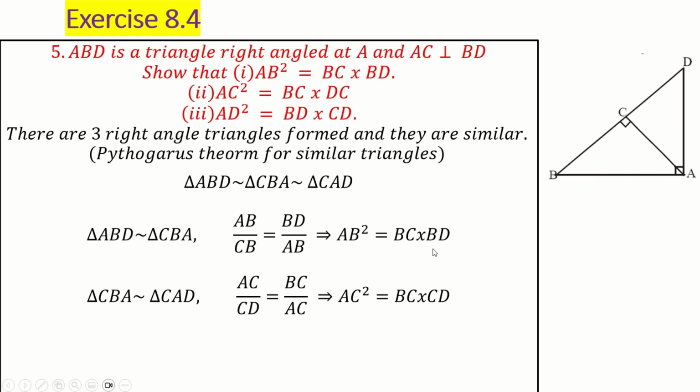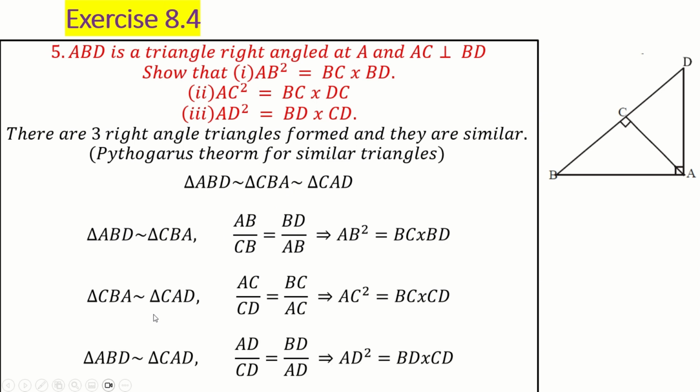That's the first one. Second one, you need to get AC square. So where is AC? You take those two triangles. AC is here in both of them. So you take those two, and then you can prove. Similarly, third, where is AD? AD is here, AD is here. So you take those two triangles as similar triangles, then you can prove it. Next.